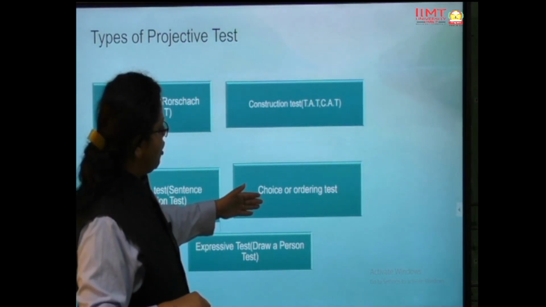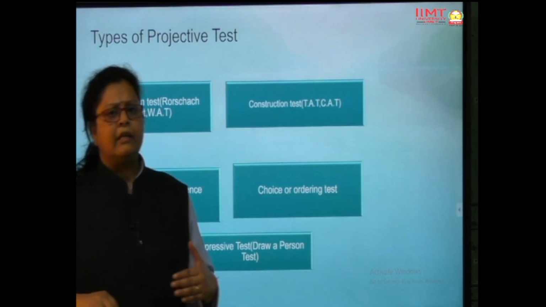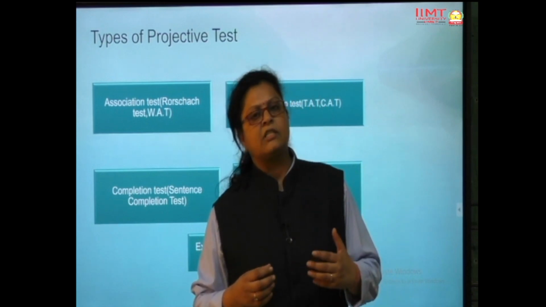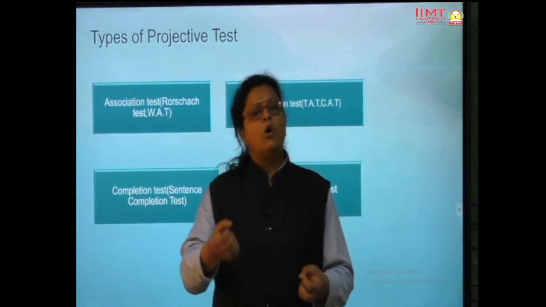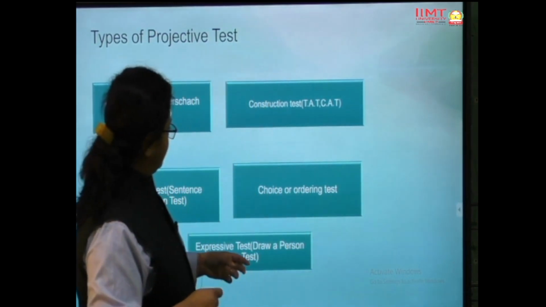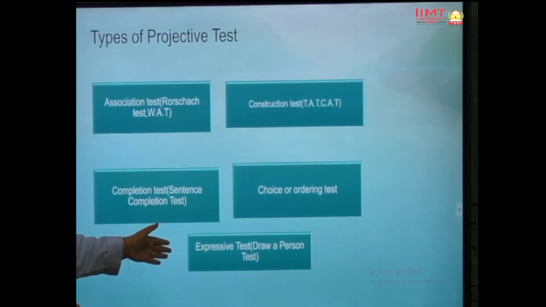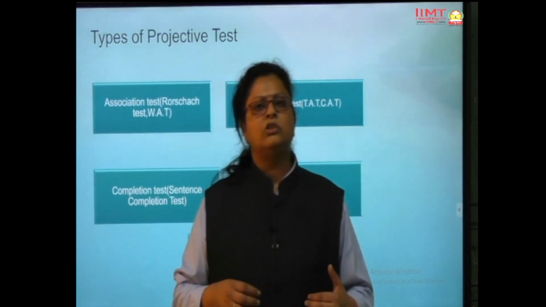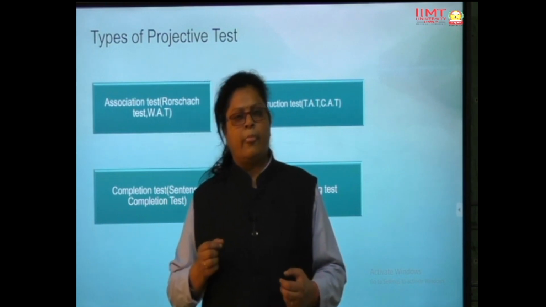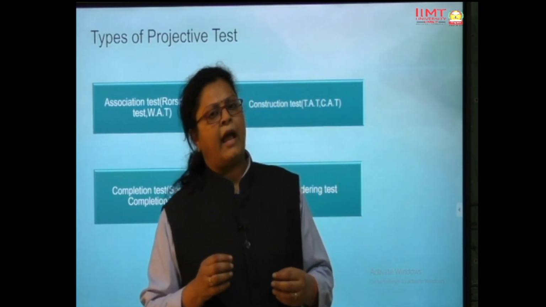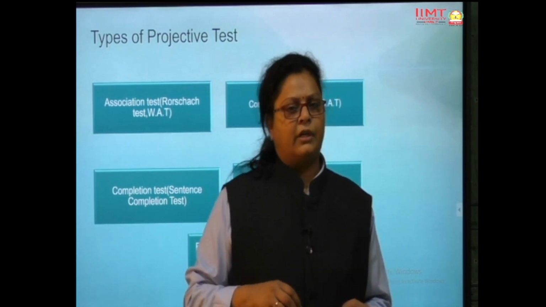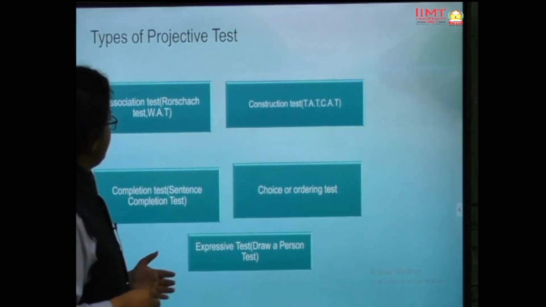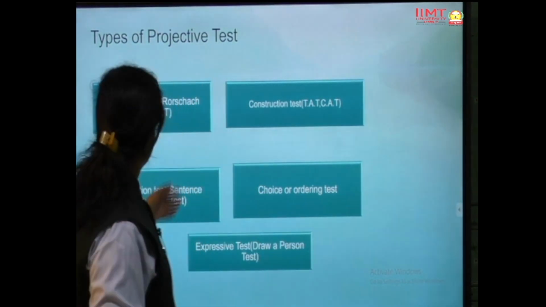Now comes the choice or ordering test. In the choice and ordering test, the subject is given some stimuli, and the subject is asked to order them according to his own wish. Next is the expressive test. In the expressive test, the subject is asked to draw something on a piece of paper, and that drawing can be according to the wish of the subject or according to the requirement of the test. In today's session, I will be dealing with the Rorschach test.